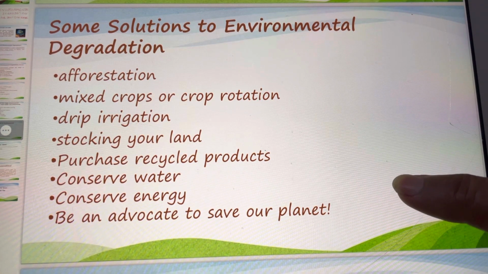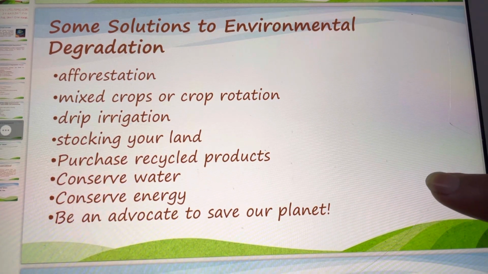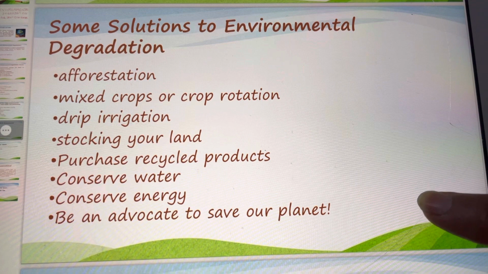Conserve energy. If you see in some education institutions or some places, lights are left on when you are away. When there is a need for energy, then you use it. So conserve energy, energy को भी सहेज कर रखना है. That can also be helpful as a solution to environmental degradation.